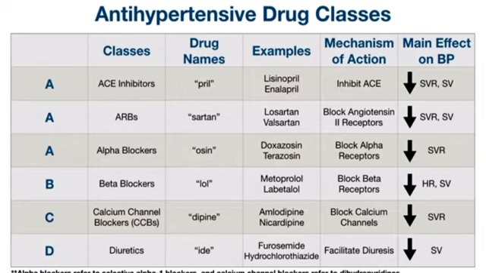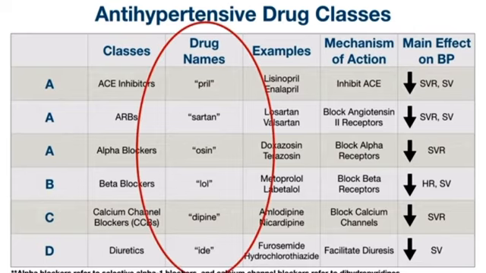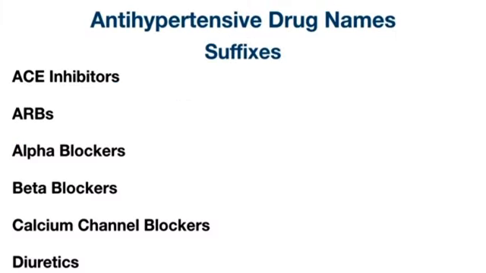Now that we've learned an easy way to remember the main classes shown in the first column, let's learn an easy way to remember the drug names within each class. There's a simple trick for this using the suffix of each medication. ACE inhibitors usually end in pril. ARBs typically have the suffix sartan, alpha blockers end in osin, and many of the alpha blockers specific to treating hypertension end in zosin with a Z.